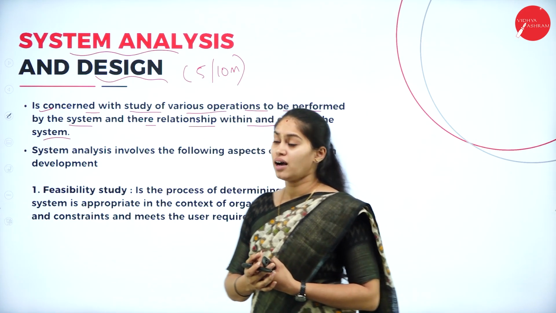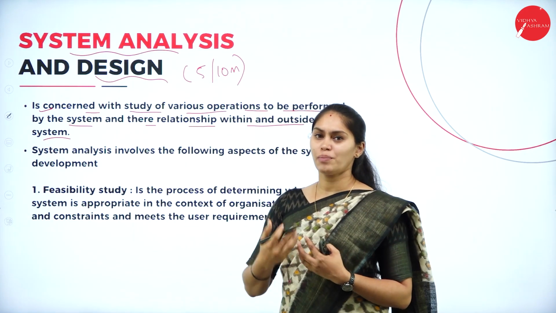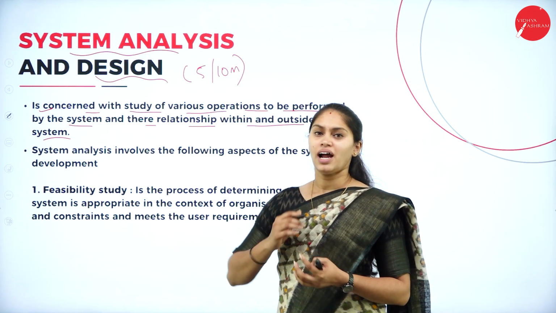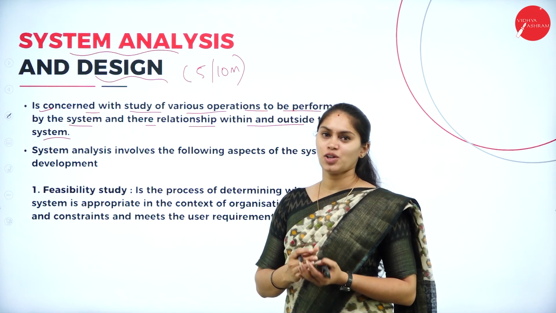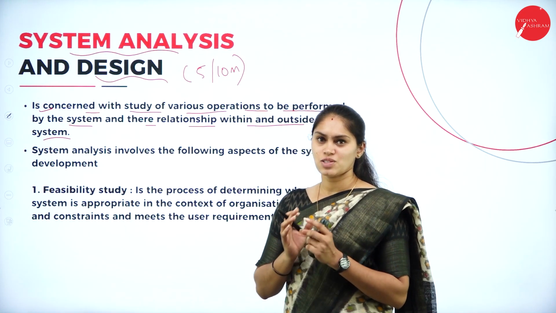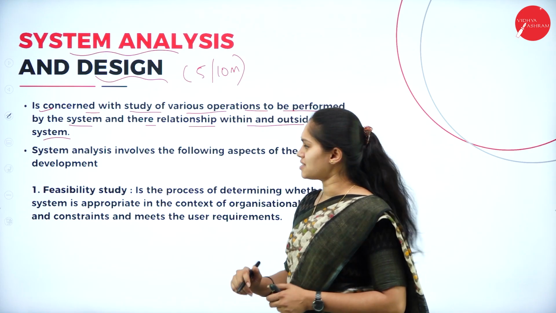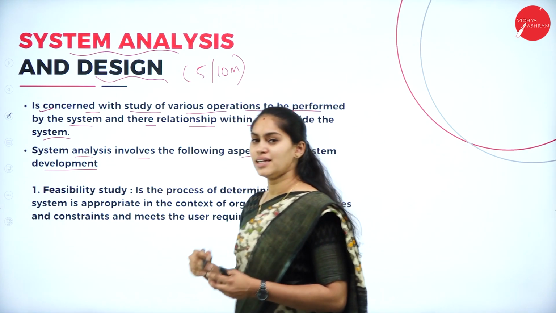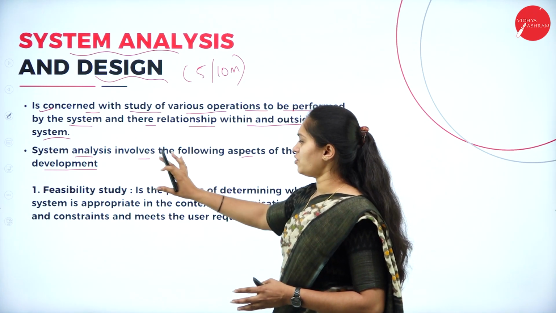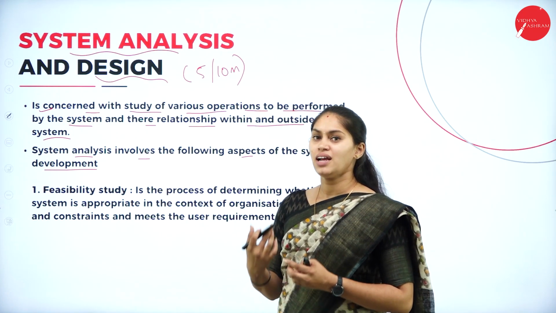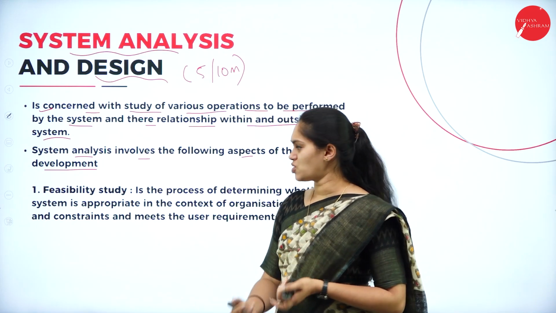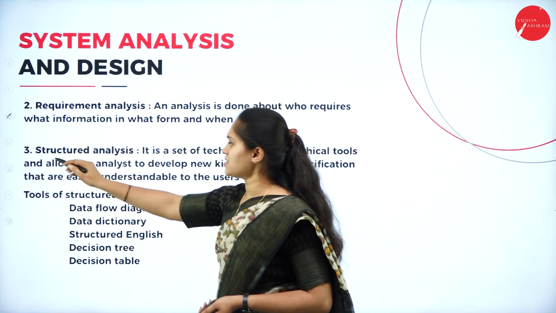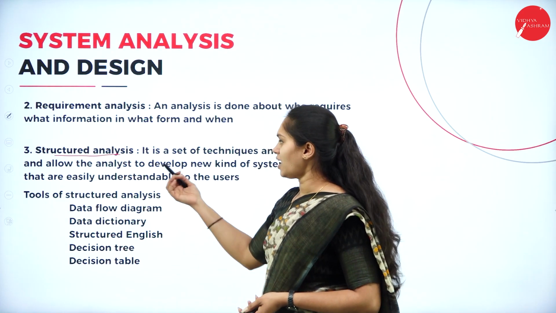How the components and operations take place, how one system is related to another system, and how they work coordinately with each other. All this analysis is termed system analysis. This involves the following aspects of system development. If I want to have a system development, I have to analyze the system in three dimensions: a feasibility study, a requirement analysis, and a structured analysis.